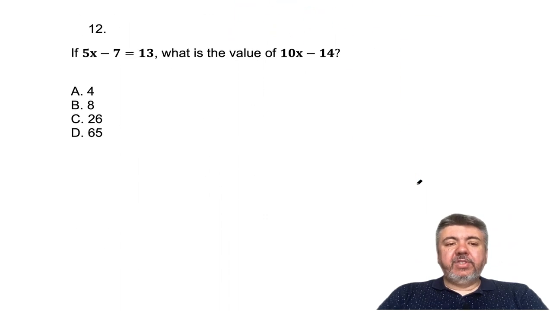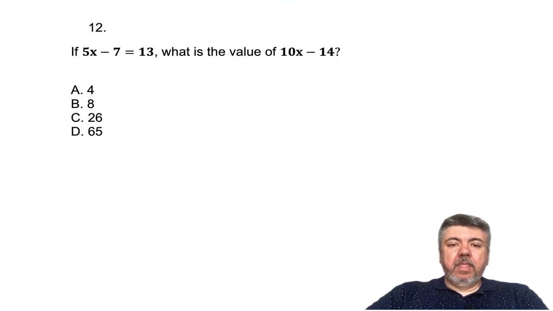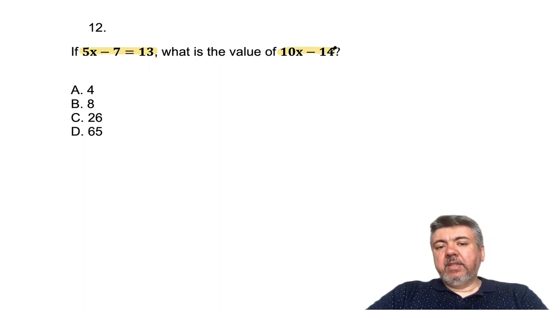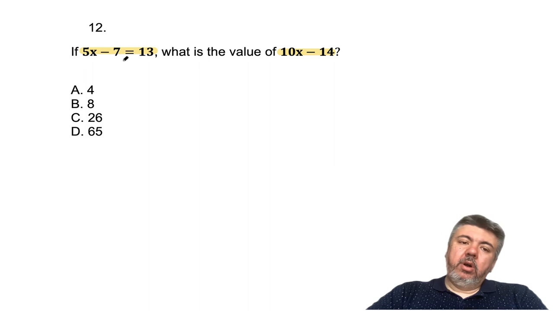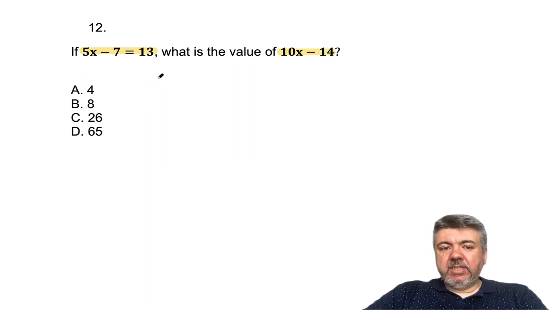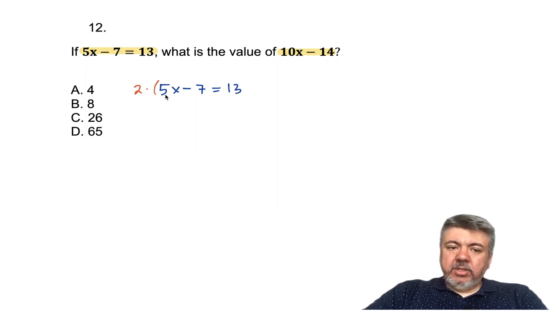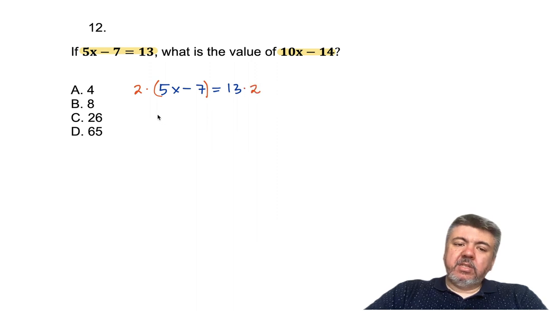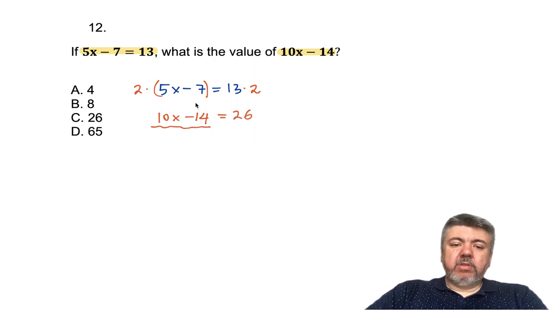perfecto. Question 12. It says 5x minus 7 is 13, and they ask me to find 10x minus 14. You can either, again, solve for x, or you can see the pattern or the idea here, which is 5x minus 7 is 13. It's like multiplying by 2 on the left and 2 on the right. It's 10x minus 14, 26. So I was supposed to find this one, so it is going to be 26.